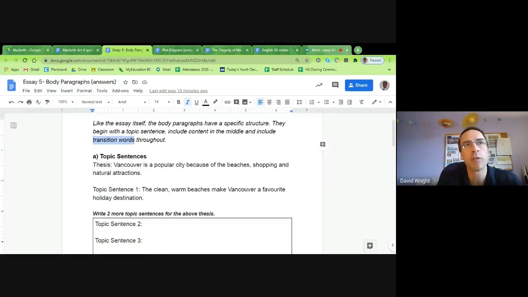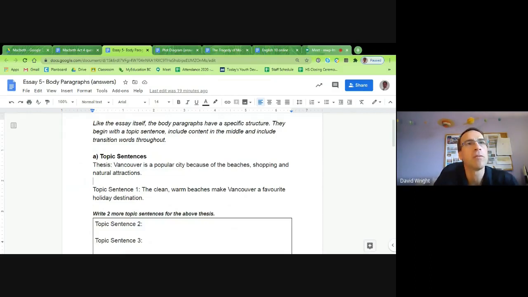Okay, let's take a look at the first part of that, topic sentences. So here's a thesis from an essay. We've actually looked at a thesis like this before. Vancouver is a popular city because of the beaches, shopping, and natural attractions. Notice this is a gerund, but like I said, in reality, gerunds are used as nouns, so you can have those 3 together: beaches, shopping, and natural attractions. Those are 3 noun-like functions. And so, a good thesis.